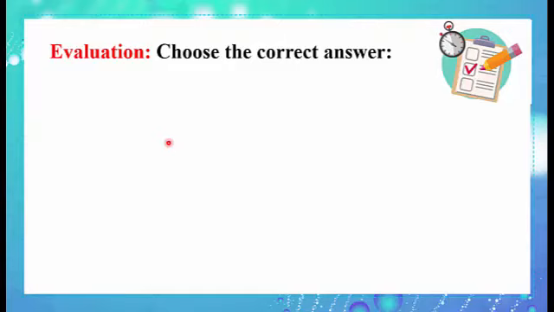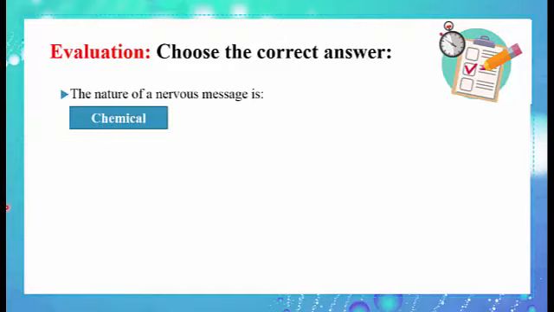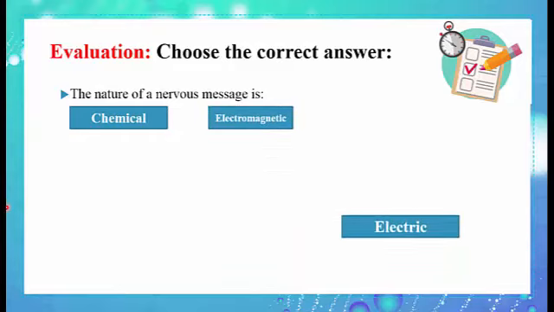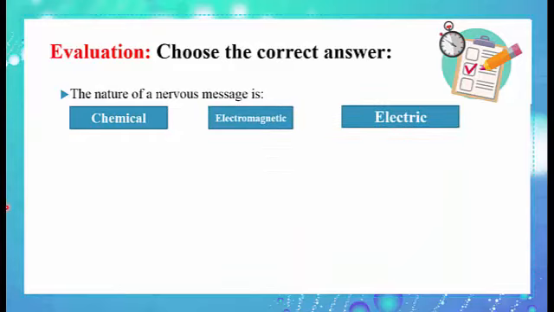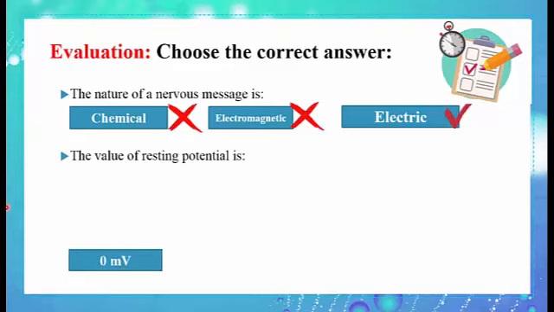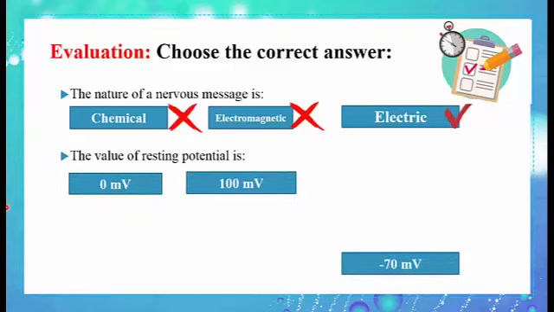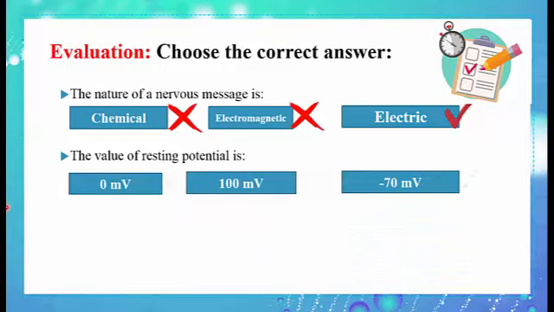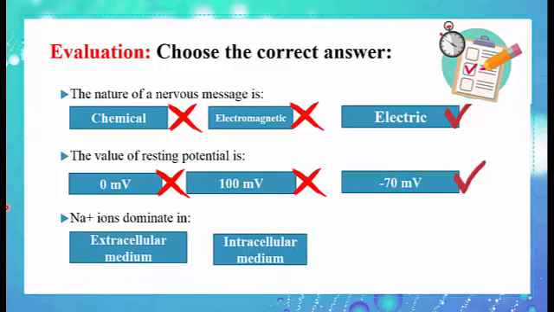As an evaluation, we have to choose the correct answer. What is the nature of the nervous message? Is it chemical, electromagnetic, or electric? So it's an electric message. The second one, the value of resting potential is 0 millivolt, 100 or minus 70 millivolt. It's minus 70 millivolt. Sodium ions dominate in extracellular, intracellular, or in both media.